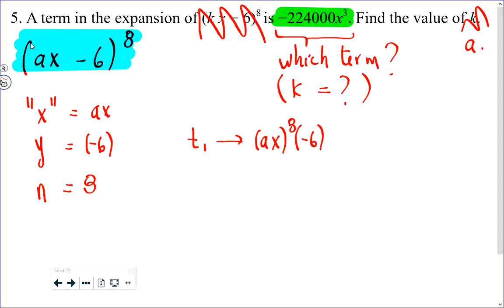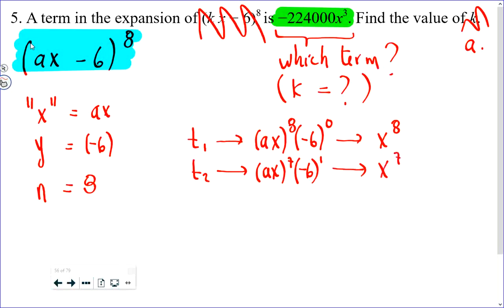The first term is going to contain x to the 8. The second term is going to contain x to the 7. And I didn't do a stellar job in a couple of earlier examples. I want to point out again that these arrows do not mean that that's what the term is equal to.